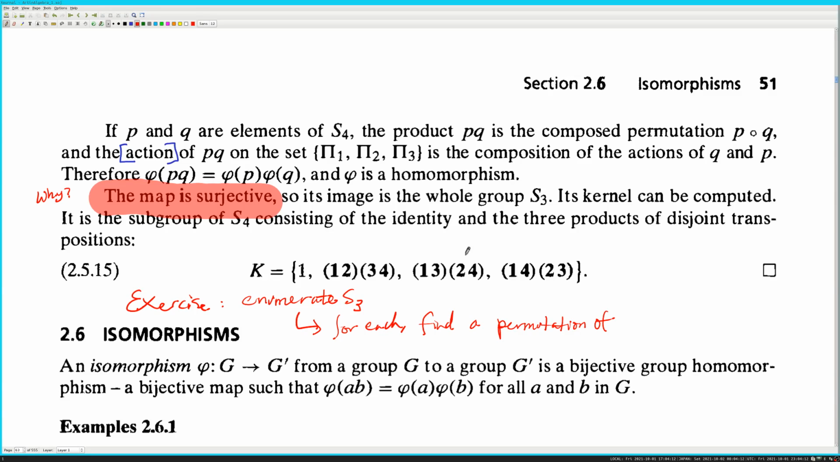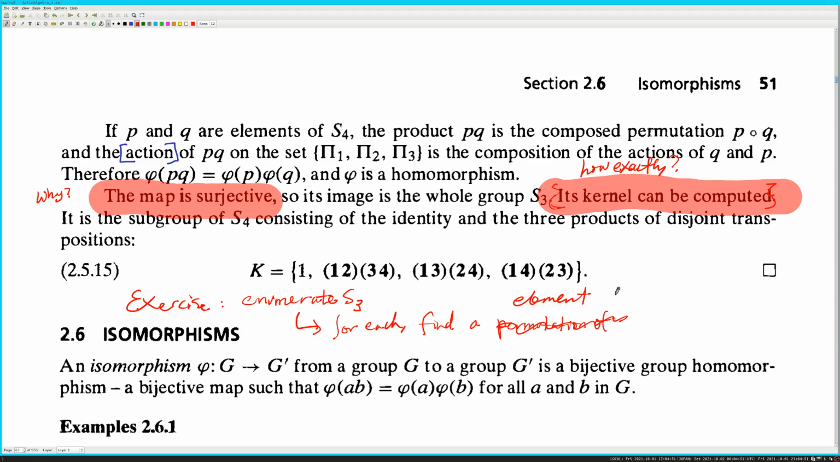I can understand why each of these elements is in the kernel. I don't see why this is the entire kernel. Its kernel can be computed. How exactly? I like things that are algorithmic and really clear. Okay, for each, find a permutation in... how exactly? Okay, I'm just going to cross this out.